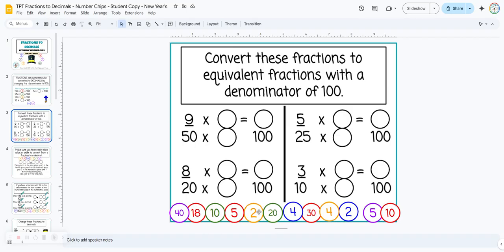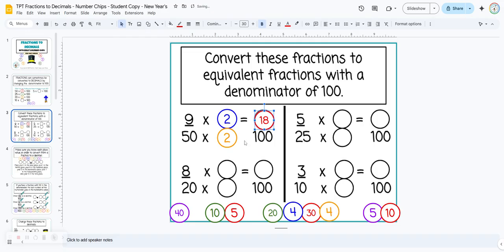So here they know they have to multiply by 2 in the denominator, which means they have to also multiply by 2 in the numerator. And that gives them an equivalent fraction of 1800ths. So they're doing the same thing with 3 more fractions, just moving all of these number chips into place. So they should use every single number. And again, if the numbers aren't working, they've made an error somewhere.